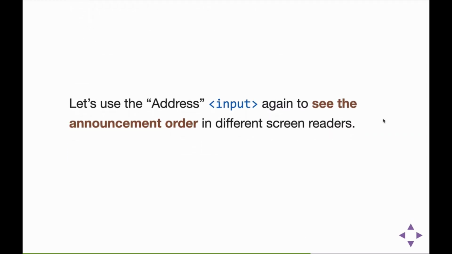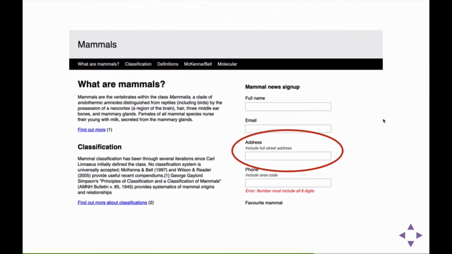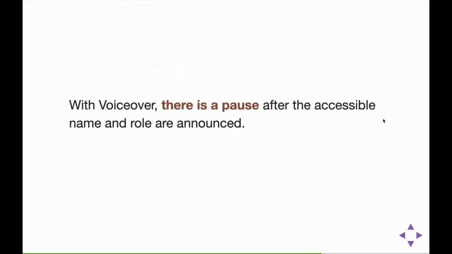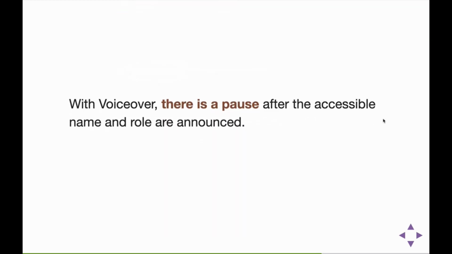So what we're going to do is use that address input that we saw earlier on and see how that is announced in different screen readers. On screen we have a diagram of the dummy page we've been looking at, just highlighting the address field. And if we look at the screenshot here of the accessibility tree, we'll see that the accessible name is address, the description is include full street address, and the role is text box. Now with VoiceOver, there's a pause after the accessible name and role are announced.